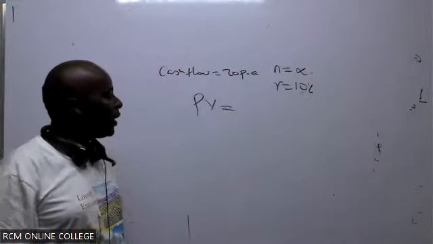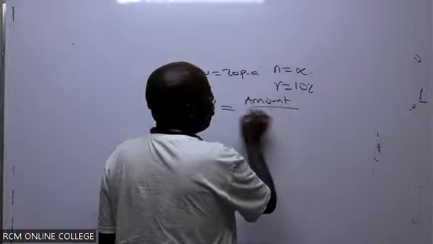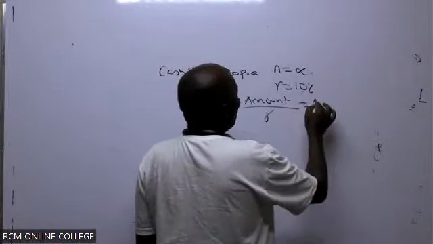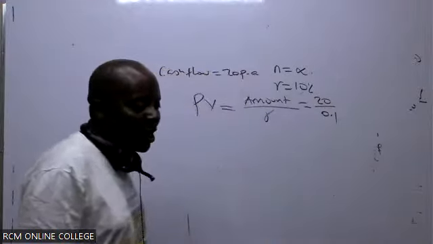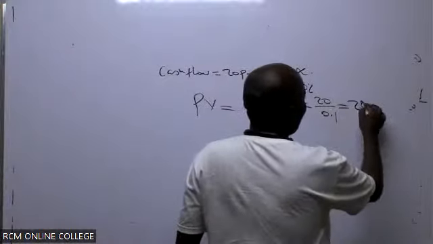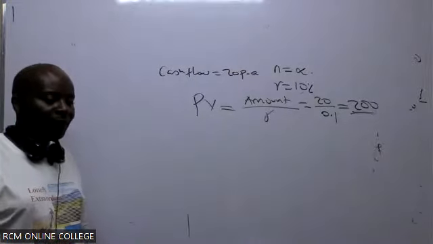Thank you very much, Javan. Javan has said straight away, teacher, it is the amount or cash flow divided by R. So this will be 20 divided by 0.1 because 10% is 0.1, which will end up giving me 200.